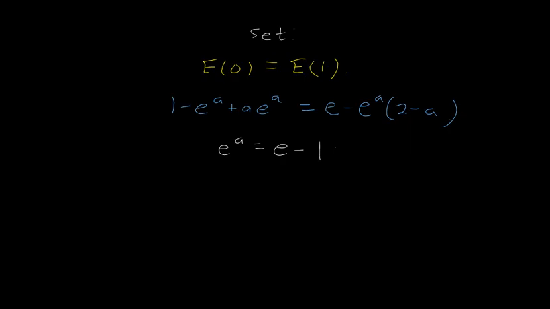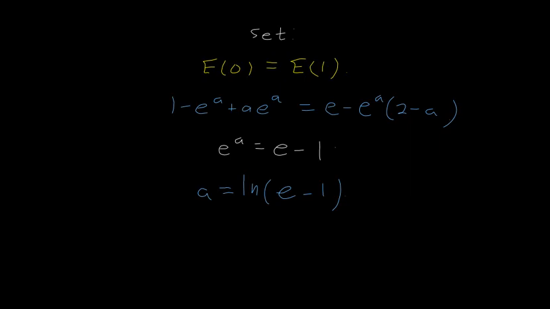How do we find a? Well, we have to take ln of both sides, right? Simple. Because y equals e to the x, that means x equals ln of y. So in this case, we are going to be left with the following: a is equal to ln of (e minus 1). And that is our answer, okay?